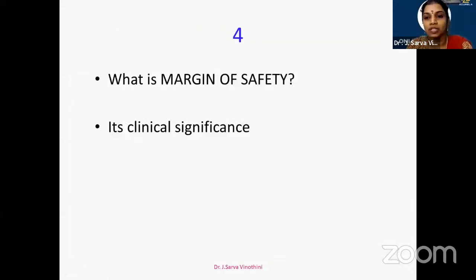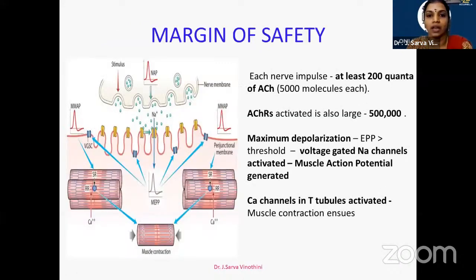What is margin of safety and what is its clinical significance? Each nerve impulse, when it comes, releases at least 200 quanta of acetylcholine, and each quanta contains at least 5,000 molecules. And the number of acetylcholine receptors that are activated is also quite large, around 500,000. So if you see, it is half the number of receptors getting activated than the acetylcholine molecules that are released, because most of them are being degraded by the acetylcholinesterase enzyme before they come in contact with the receptor.